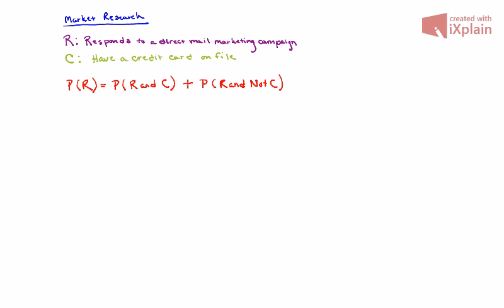The main issue, though, is that we may not have this exact information. Especially since these two events are not independent of each other, specifically the event of responding to an ad campaign and the event of having a credit card on file with the company, it makes it a little bit harder. So we wouldn't necessarily be able to pull that information up.